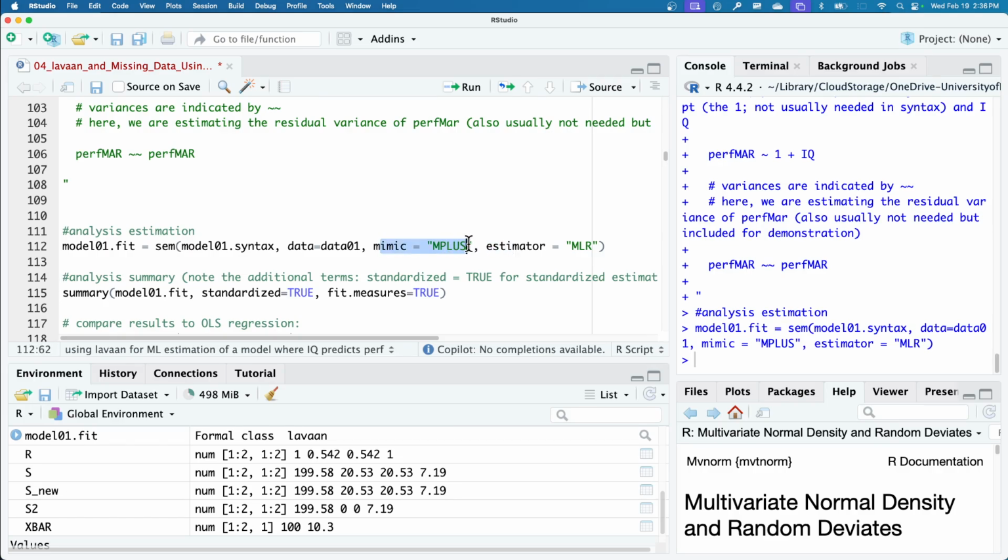I'm leaving mimic equals mplus in. You may wonder why, because I tell you you should use lavaan. Well, what mimic equals mplus does is it sets the constraints from some of the assumptions that Mplus uses and puts them into lavaan to run that way.